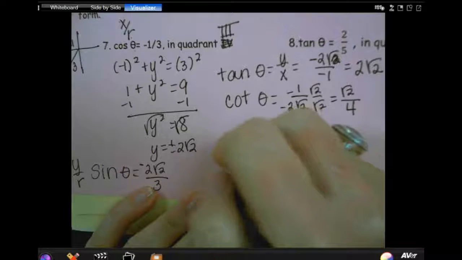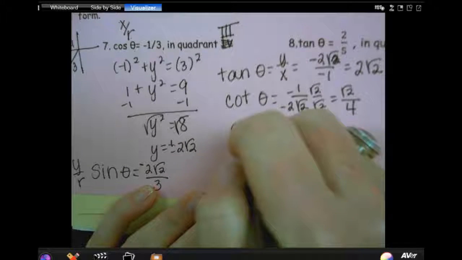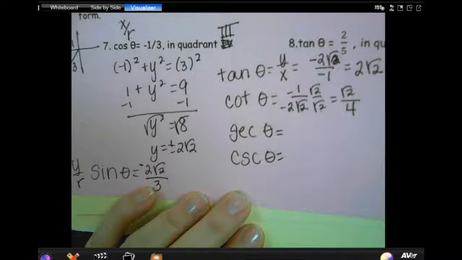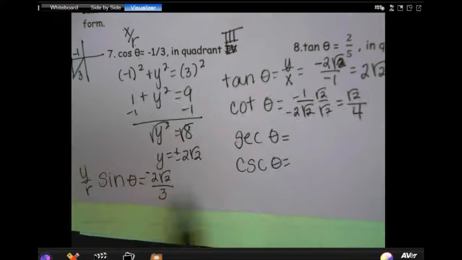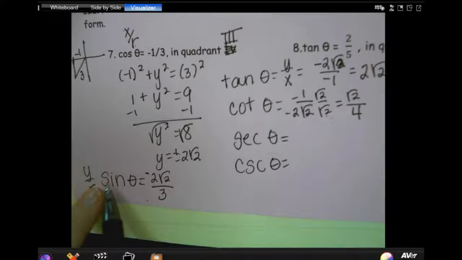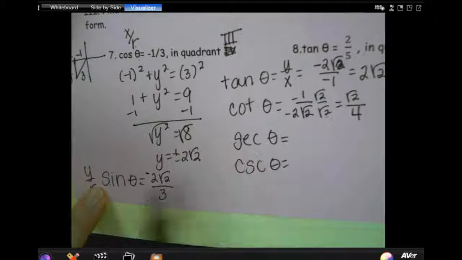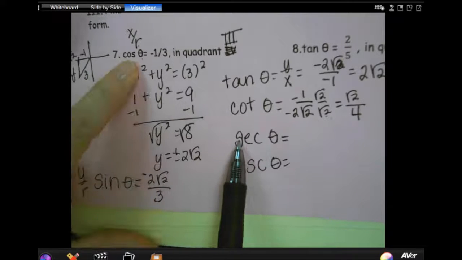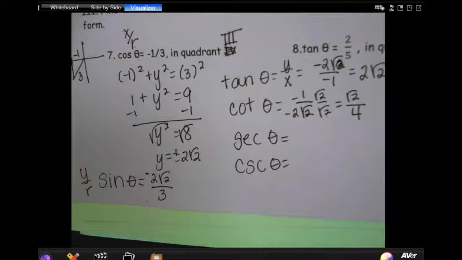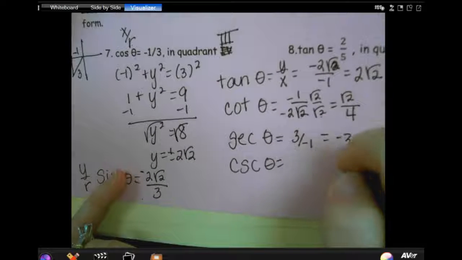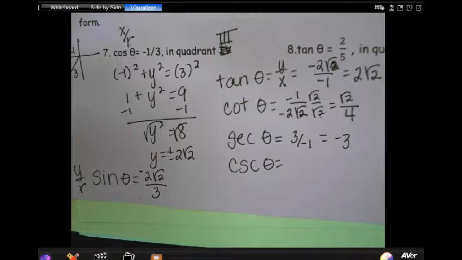Okay, so now we're to the ones where you're afraid. The secant of theta and the cosecant of theta, and I'm not sure why these scare you so much. So, first of all, one way to remember this: sine starts with S. You can't match your S's. So it's not secant with sine, it's secant with cosine. I'm going to take the cosine and invert it, which is going to give me 3 over negative 1, which is a scary negative 3.